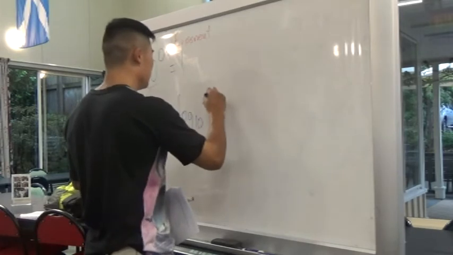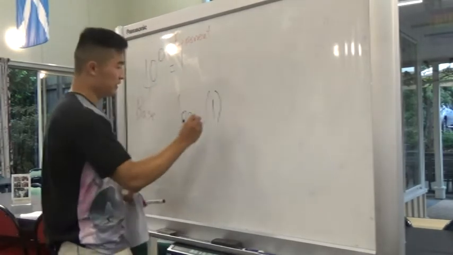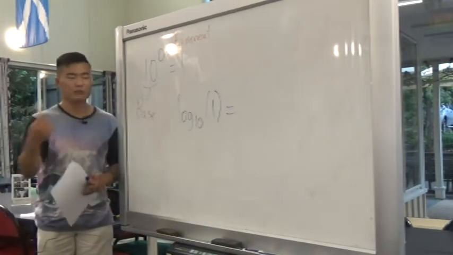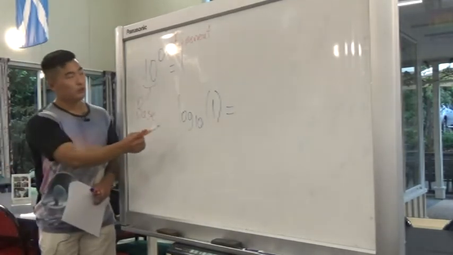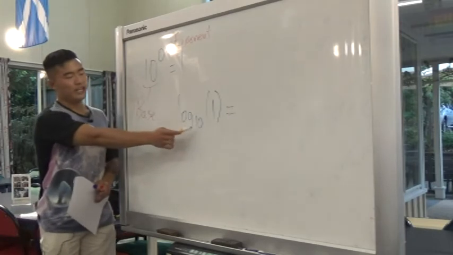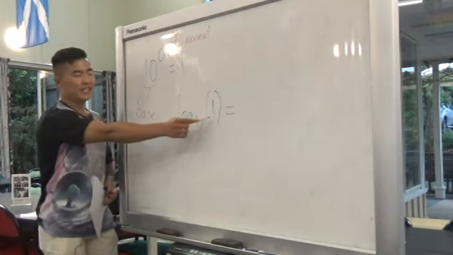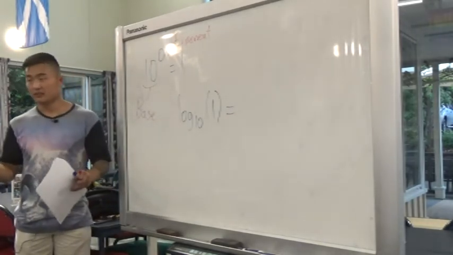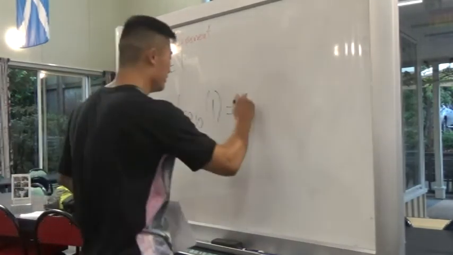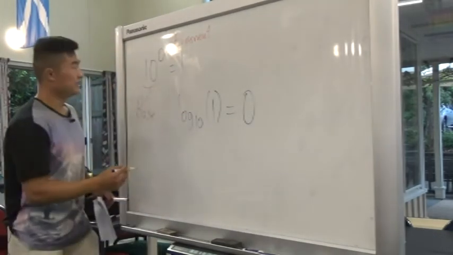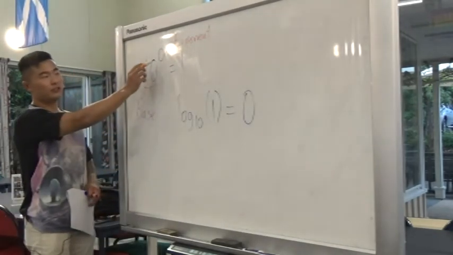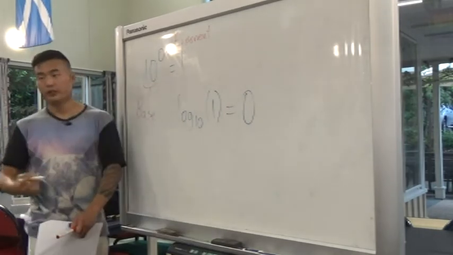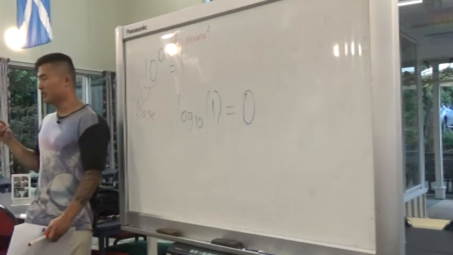And what this is asking us, if we were to interpret it into words, it's saying what exponent would have to be on 10 in order to get an answer of 1? Okay, so what would the answer be? 0. 0? Yep. So that means 10 to the power of 0 is equal to 1. Okay, so with logs, you're always trying to find what the exponent is.